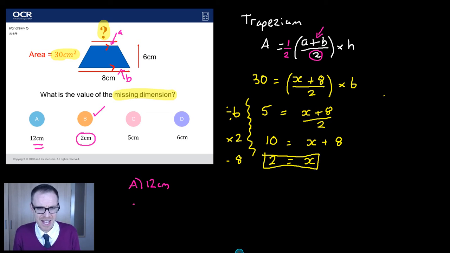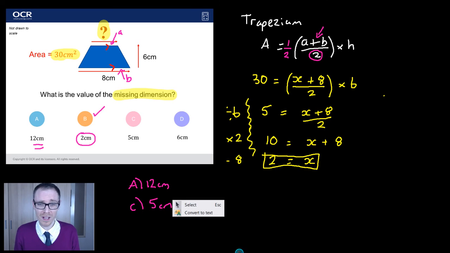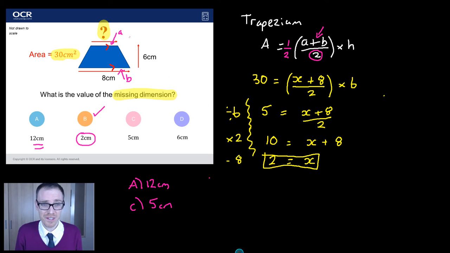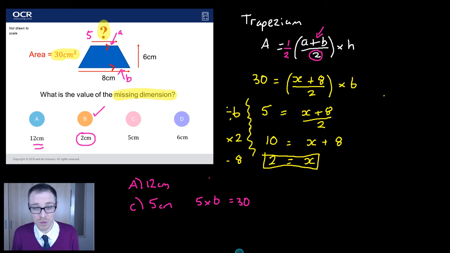Okay? C, 5 centimetres. This is a classic. Why 5 centimetres? Well, 5 centimetres, I reckon, comes from, if that's 5, and the student just does 5 times 6, so the top bit times your height, well, you're going to end up with 30 there. So I reckon that is where that particular one comes from. Just simply doing your top times your height.